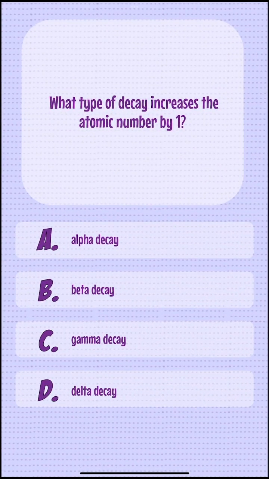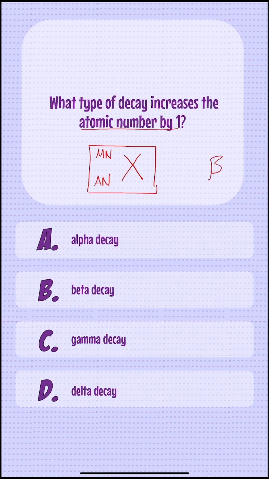Okay, next one. What type of decay increases the atomic number by 1? Atomic number. So let's remember, we've got an element. At the top, we've got the mass number. At the bottom, we've got the atomic number, or the proton number. So what would a beta particle do? Can anyone tell me what numbers are on a beta particle? Let me know what you think and tap on the screen a few times. Yes, so beta is 0 and -1.